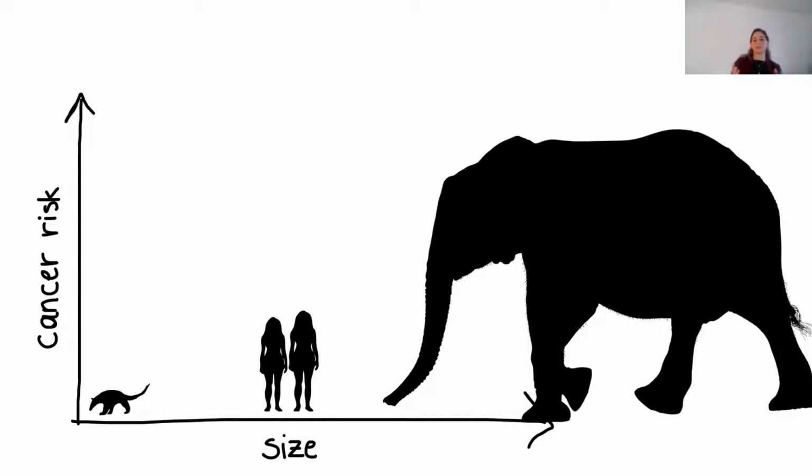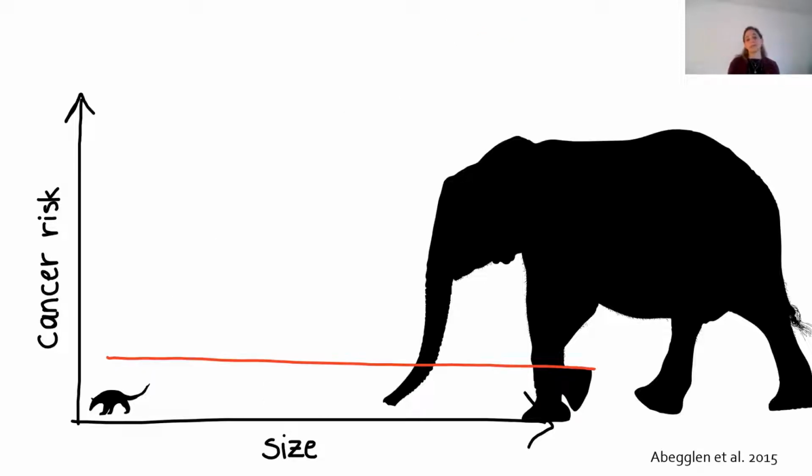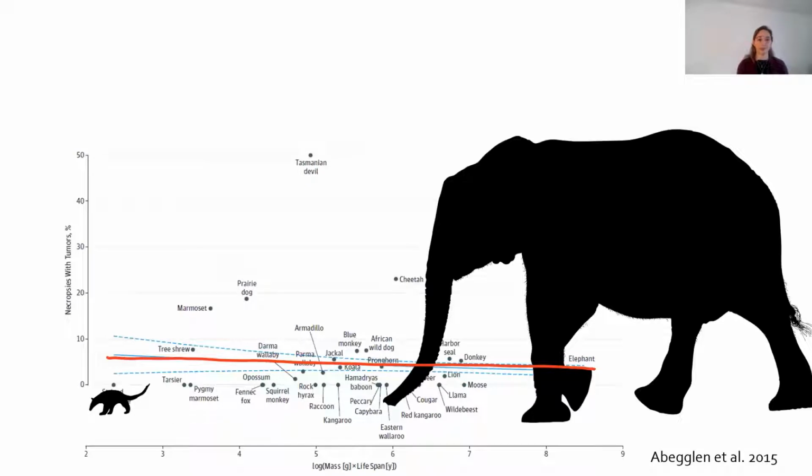So this 10 centimeter increase that was associated with 16% more cancer risk is actually quite minor when you think about the diversity of body sizes across the tree of life. So with this association, you might expect elephants to be plagued with cancer and succumb to cancer even at early ages. But this is actually not the case when we look at the data.